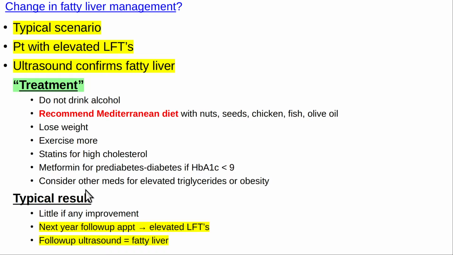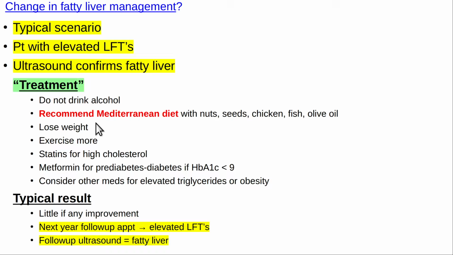Then they'll say consider other medications perhaps if the triglycerides in the blood are elevated, or like I said, they may even put them on something for obesity, Ozempic, etc. They often get put on hypertensive medications as well, since they're often hypertensive. But here's the big point.